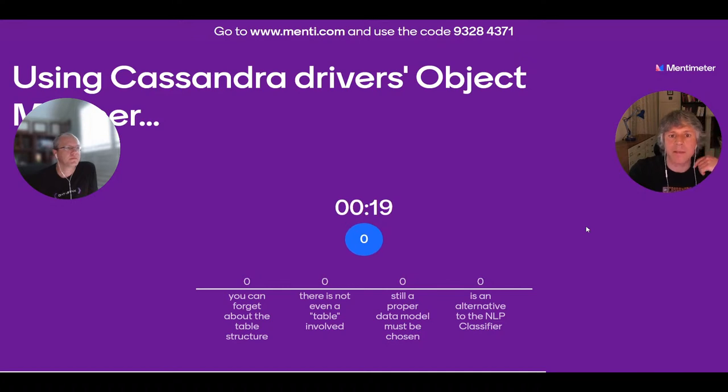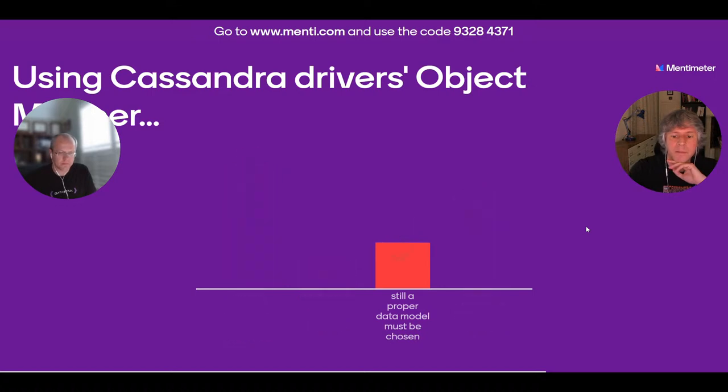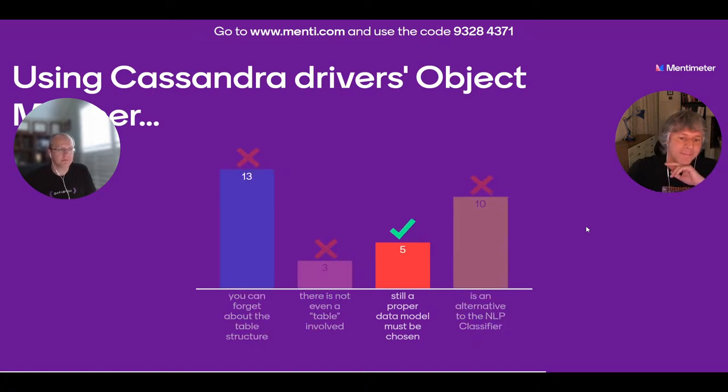We have been using Cassandra driver's object mapper, which means that you can just not think about the table. There is not even a table at all to speak of. Or does it still require a proper data model to choose, so thinking carefully of the columns? Or the object mapper is an alternative to the NLP classifier.